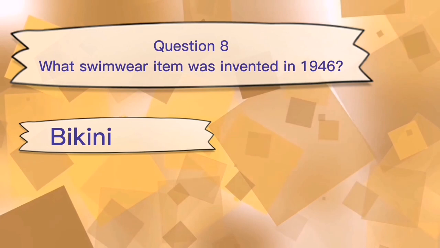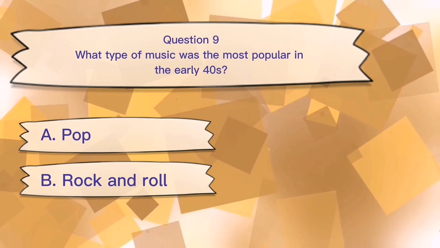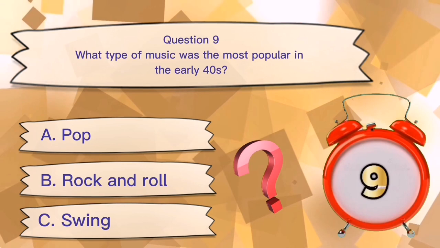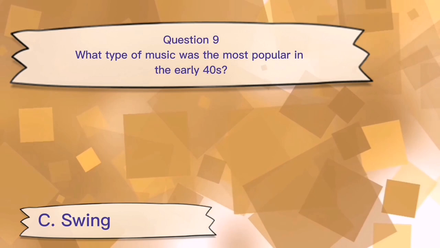Question 9. What type of music was the most popular in the early 40s? A. Pop, B. Rock and roll, C. Swing. C. Swing.